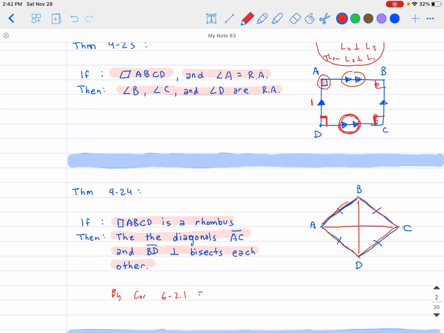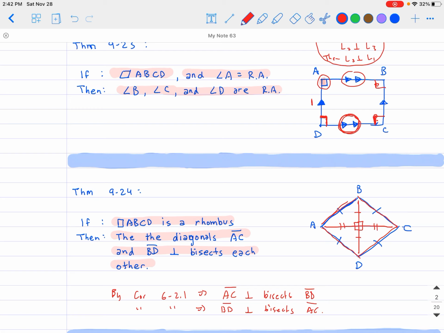6-2.1, we can say that AC perpendicular bisects BD. And in addition to that, if we just rotate my picture, then we can use the same corollary, but this time to say that BD is going to perpendicular bisect AC. So using that corollary 2 times, then we basically got to our conclusion. So there we go. Now we know that these guys are going to be right angles, and these two are going to be congruent, and these two are going to be congruent.